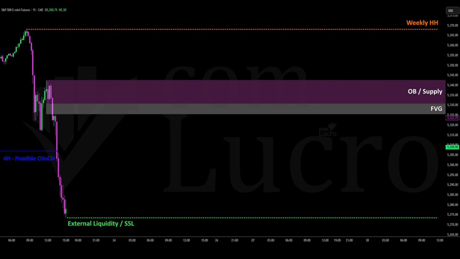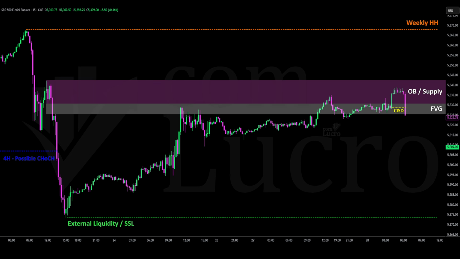The second execution model is a more conservative and confirmation-based approach. Instead of entering immediately at the fair value gap, we wait for price to retrace back into the fair value gap or the order block positioned inside the premium zone, and then look for a CISD, or change in the state of delivery, to form on the 15-minute chart.